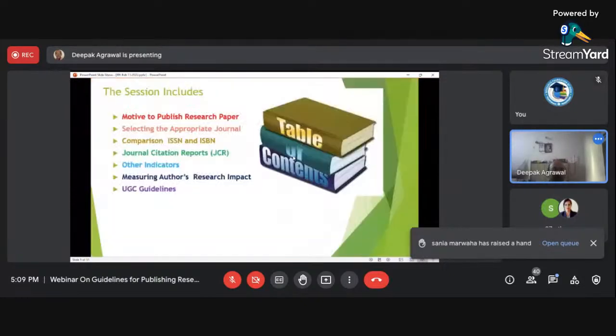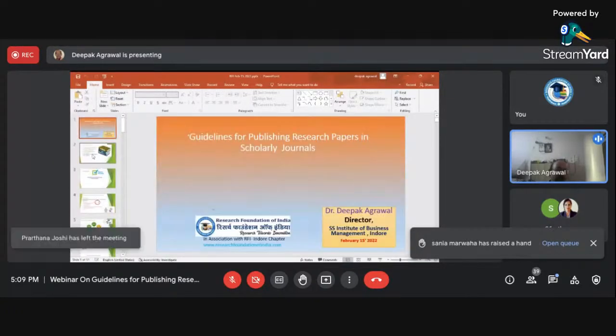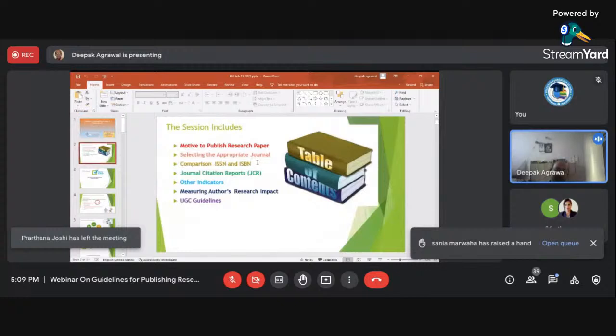So this is a brief about the sessions we are going to cover today. Just before moving further, let us have a question in mind: what are the motives behind publishing a research paper? Second, we need to select the appropriate journal for publication. What should be the appropriate journal? Then we need to make a brief comparison between ISSN and ISBN. It is always confusing where we should move ahead.